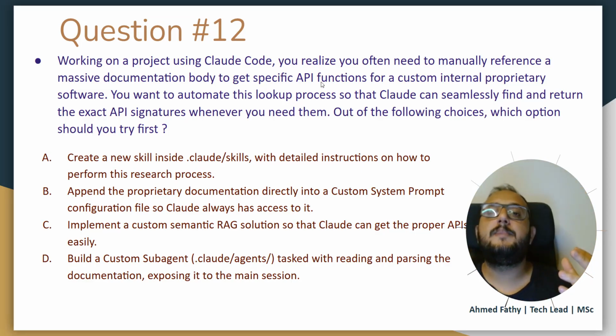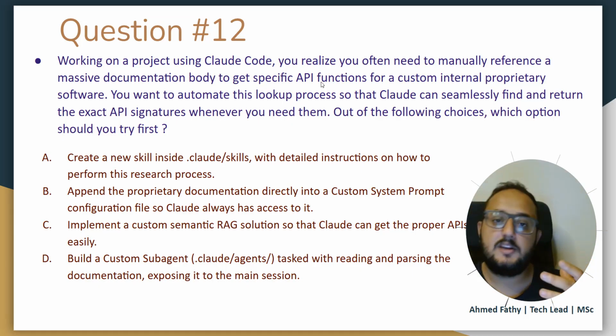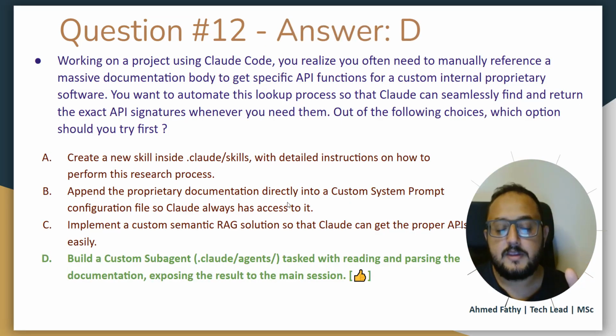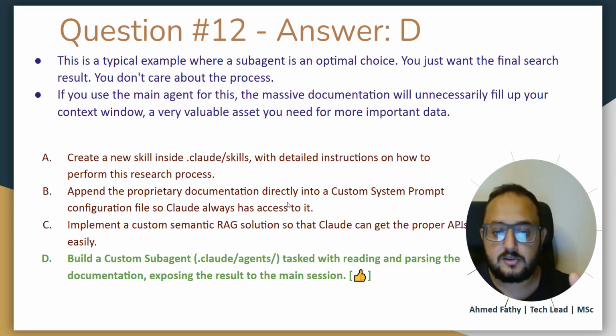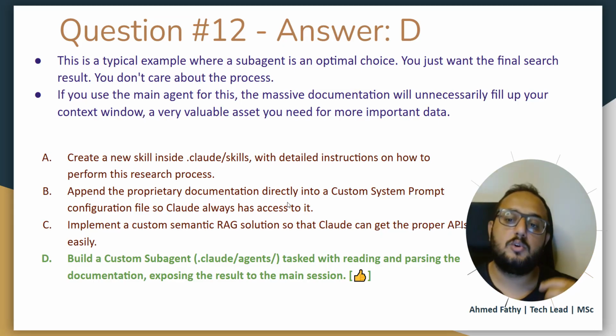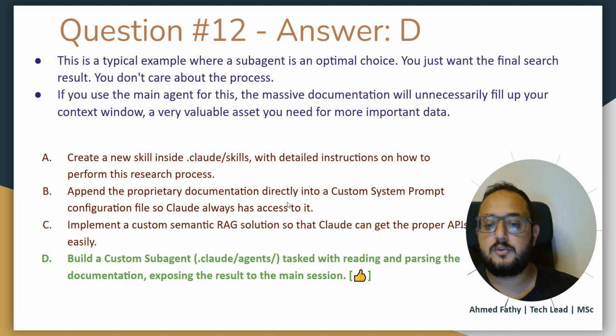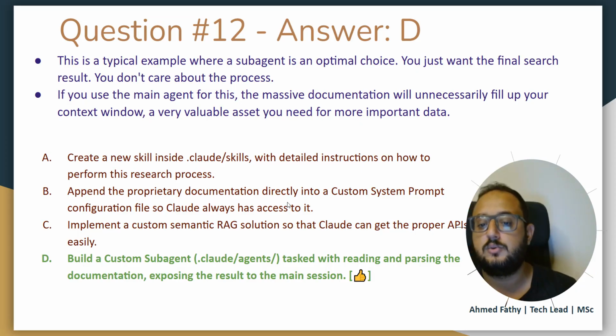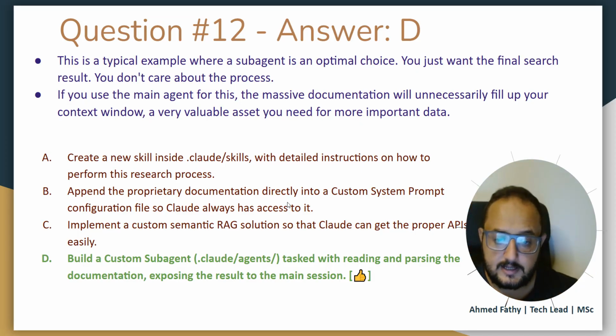I don't care about how the sub-agent did the search and anything else. I just want the final result, and this is why sub-agents make more sense, and this is actually the answer. So this is a typical example where a sub-agent is an optimal choice. You just want the final search result, you don't care about the process. If you use the main agent for this, the massive documentation will unnecessarily fill up your context window, which is a very valuable asset you need for more important data.